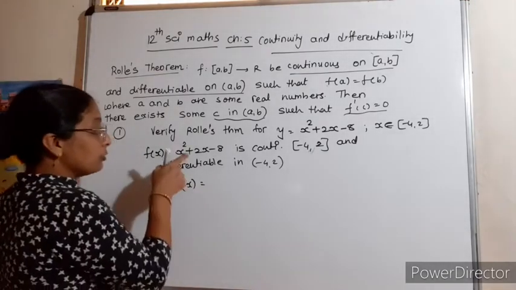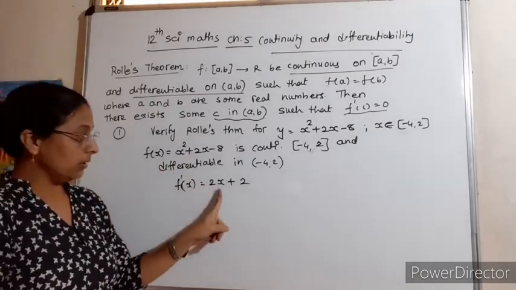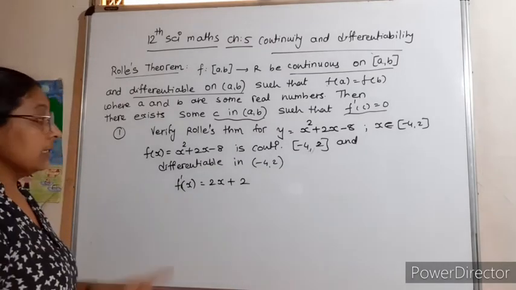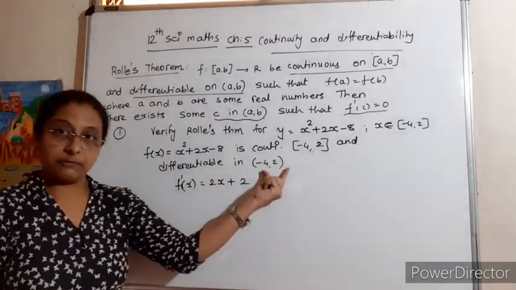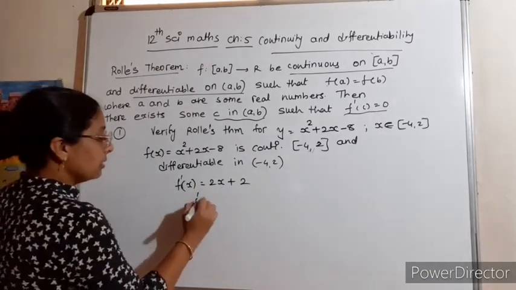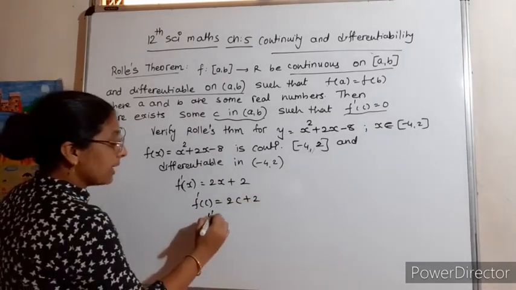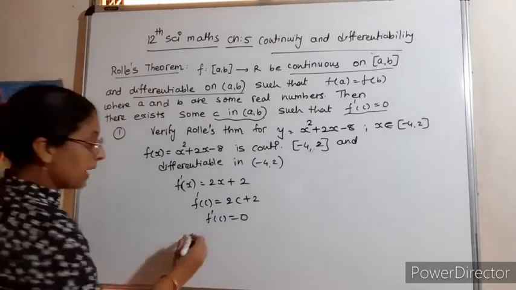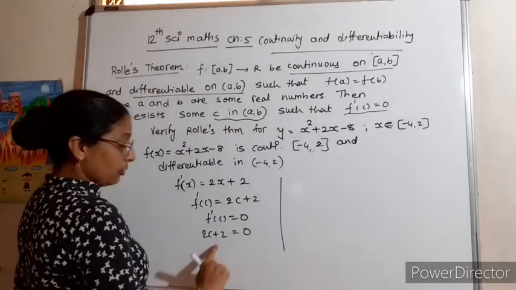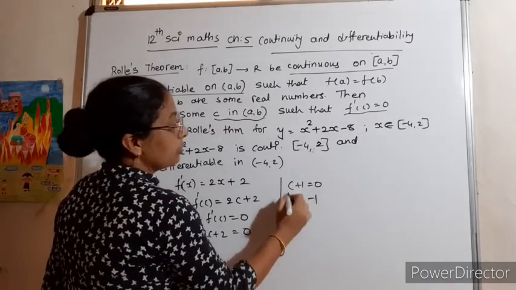So f dash x is equal to what? Here 2x plus 2. The derivative of x square plus 2x, and the derivative of 8 is 0. Now what you will find? C belongs to open interval minus 4 to 2 such that f dash c equal to 0. So now you will take f dash c. So that is 2c plus 2 and you will take f dash c equal to 0 implies 2c plus 2 equal to 0. Then what is the value of c here? So here 2 is common. So c plus 1, that is c is equal to minus 1.